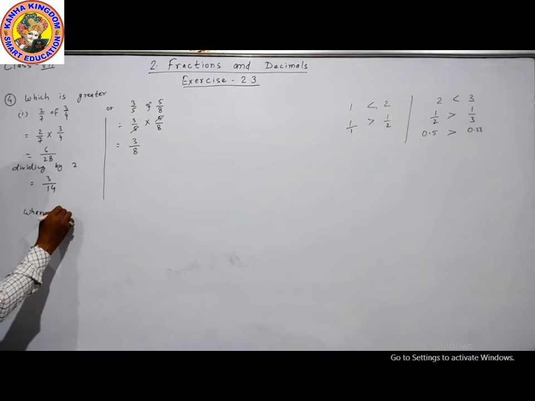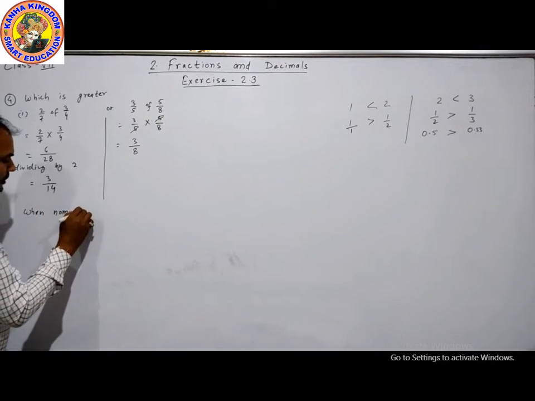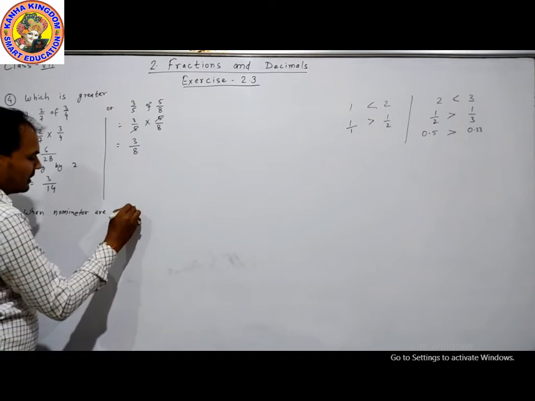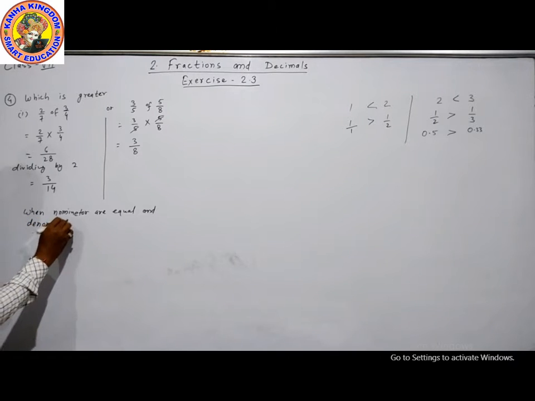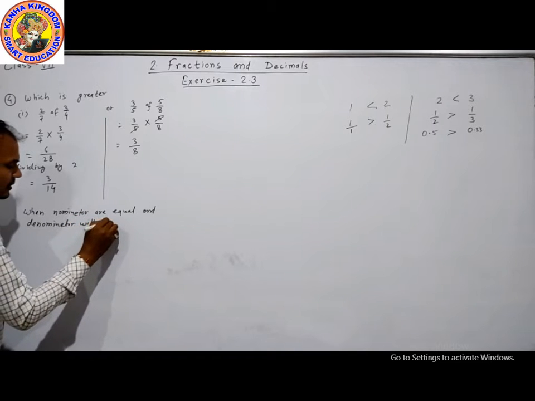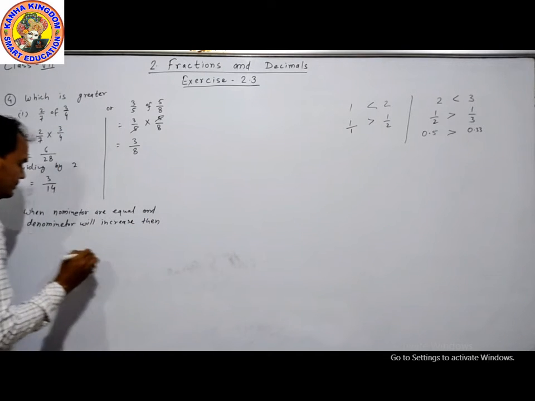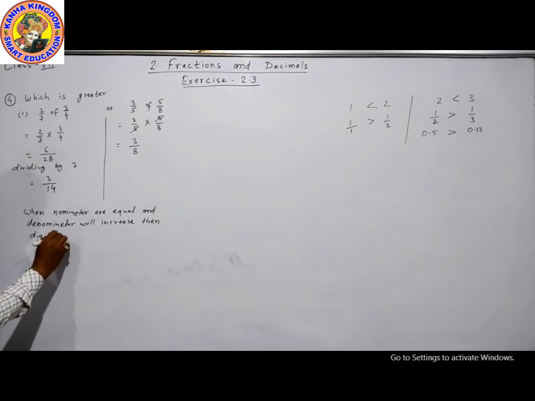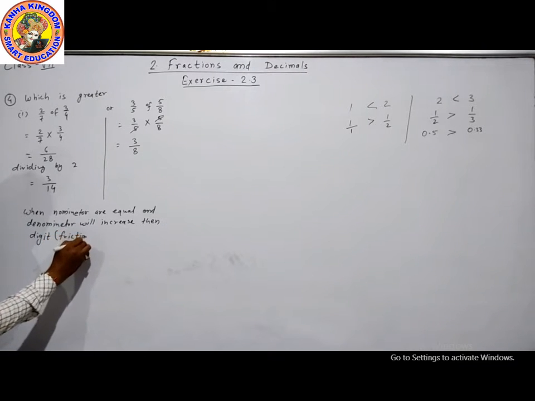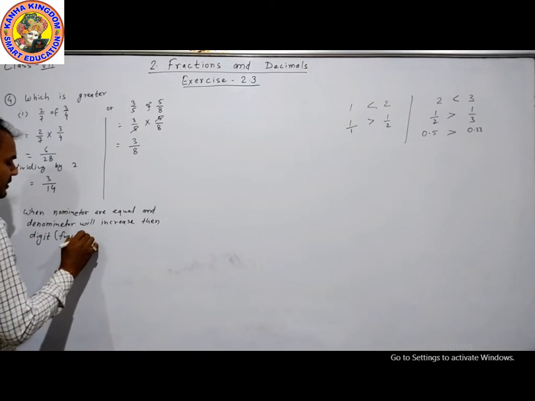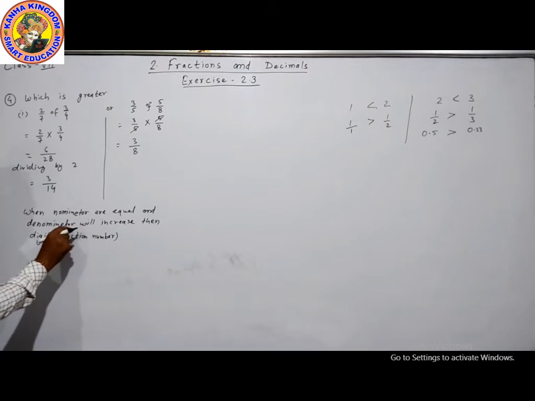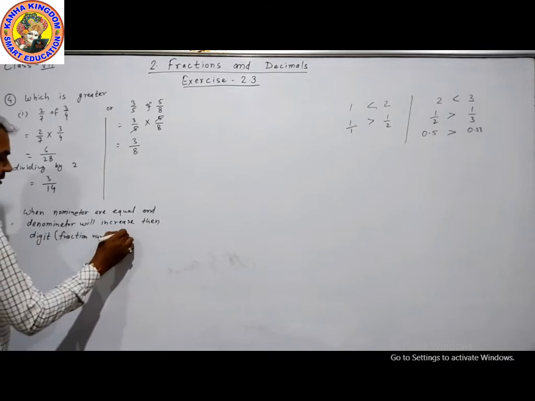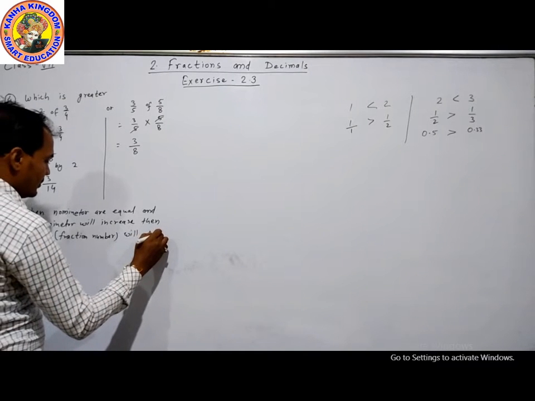When numerators are equal and the denominator increases, then the digit, or fraction number, will decrease.